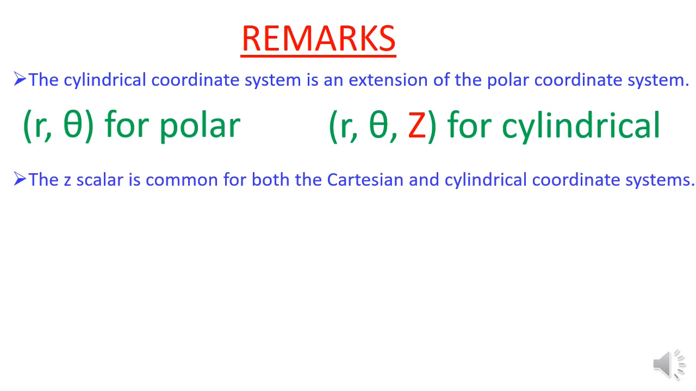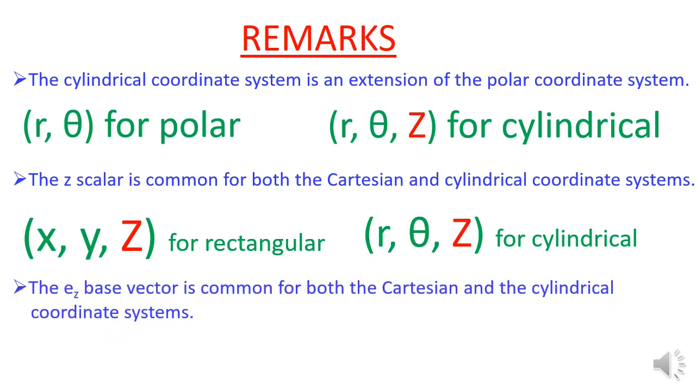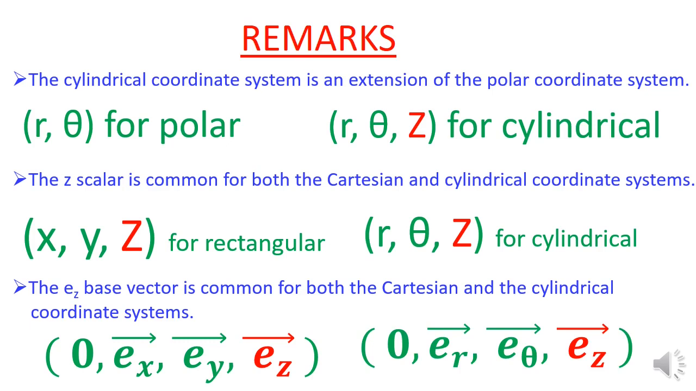Secondly, the z scalar is common for both the Cartesian and the cylindrical coordinate system. What does that mean? That for the rectangular coordinate system we have coordinates x, y, and z, and for the cylindrical coordinate system we have coordinates r, theta, and z. You see that z is common for both. And the Ez base vector is common also for both the Cartesian and the cylindrical coordinate system. You discover that for the Cartesian coordinate system we have unit or base vectors Ex, Ey, and Ez, and for the cylindrical coordinate system we have unit or base vectors Er, E theta, and Ez. You see that Ez is common for both the Cartesian and the cylindrical coordinate systems.